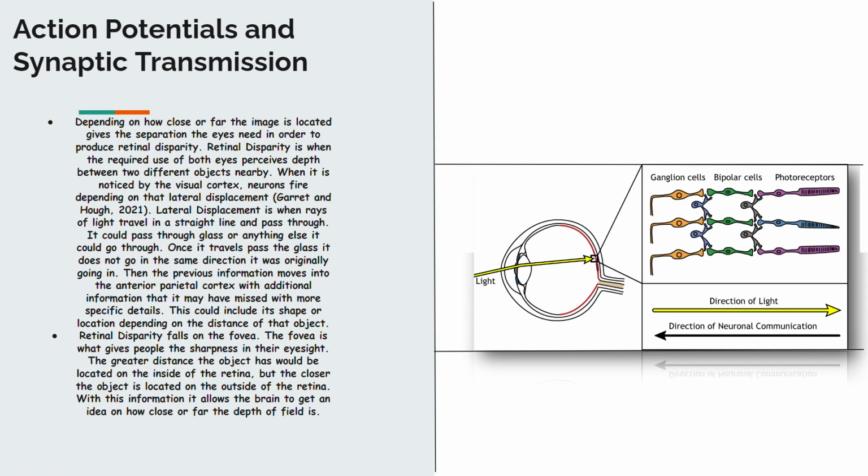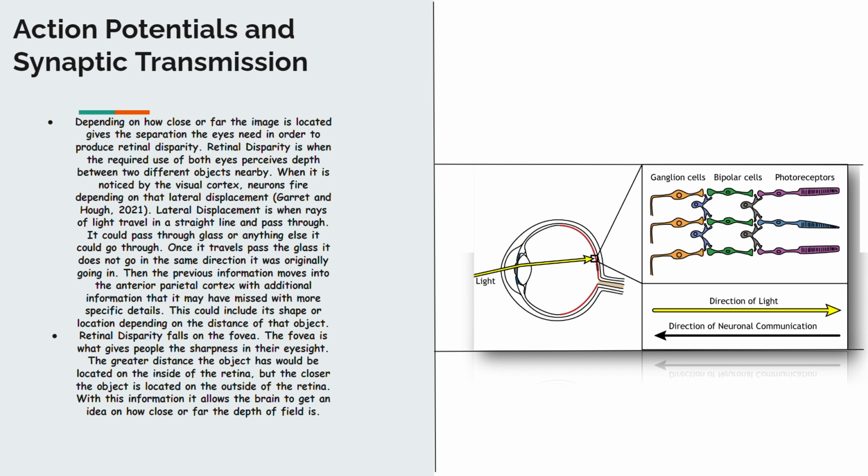Depending on how close or far the image is located gives the separation the eyes need in order to produce retinal disparity. Retinal disparity is when the required use of both eyes perceives depth between two different objects nearby. When it is noticed by the visual cortex, neurons fire depending on that lateral displacement.